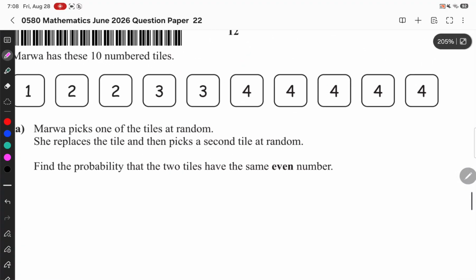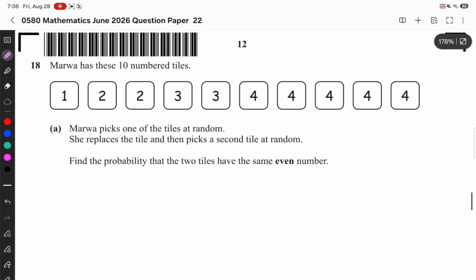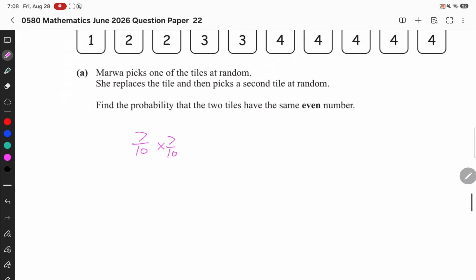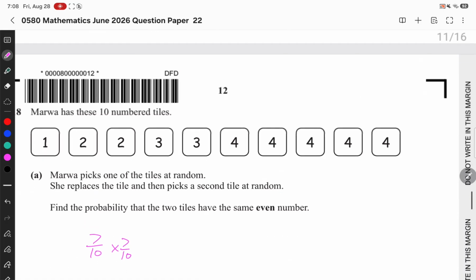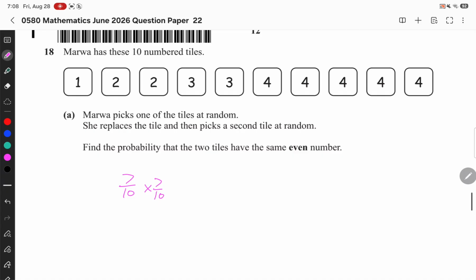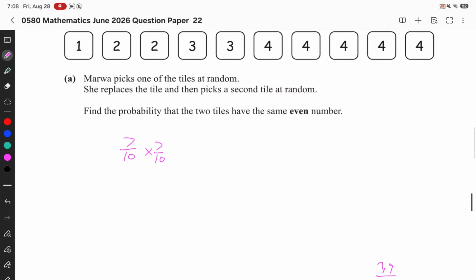Marwa picks one of these tiles at random. She replaces the tile and then picks a second tile at random. Find the probability that the two tiles have the same even number. How many even numbers do we have? 1, 2, 3, 4, 5, 6, 7. So 7 over 10 times 7 over 10 is equal to 49 over 100, right? And okay, we want both to be the same.